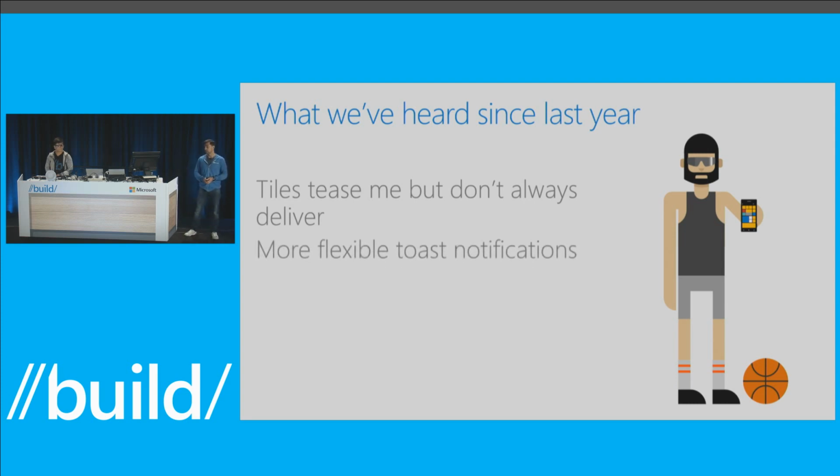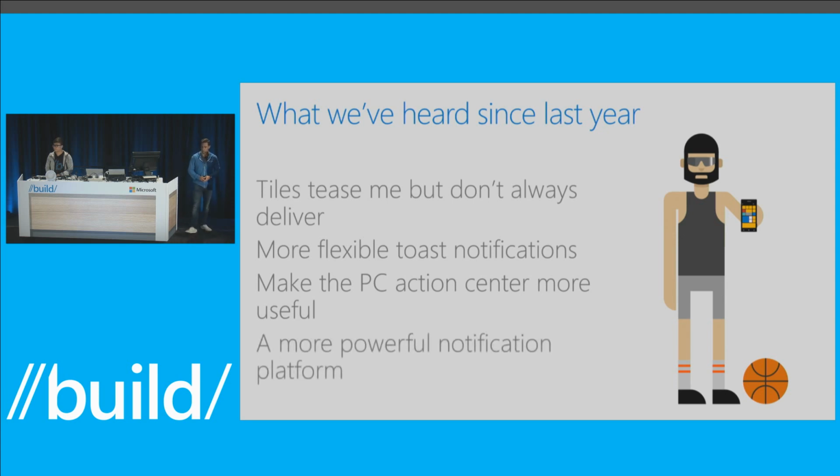We heard a lot of people ask for more flexible toast notifications. Tiles could do quite a bit, toast not so much, so we wanted to address that. We heard make the PC Action Center more useful. It was a pretty big hit on mobile platforms. The PC one didn't get used quite as much, so we thought we could do more. And overall, just a more powerful and kind of universal notification platform. Let's make it truly universal, give some stuff to let you guys innovate on things we didn't even think of.